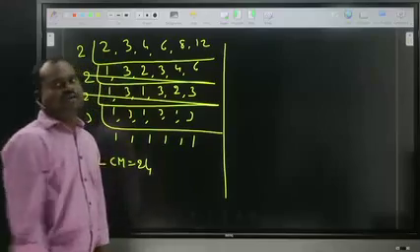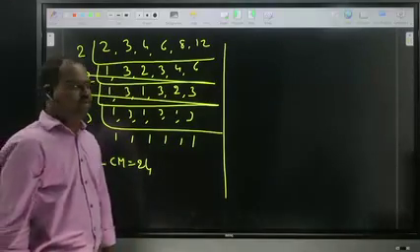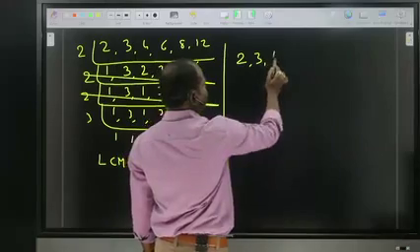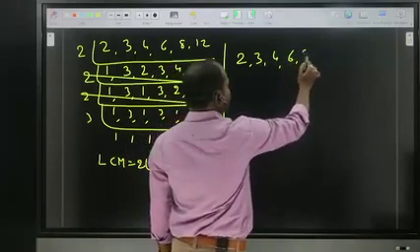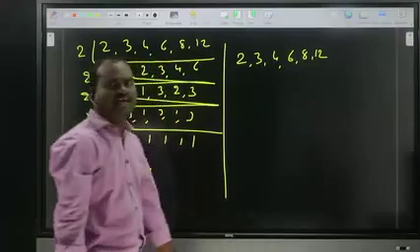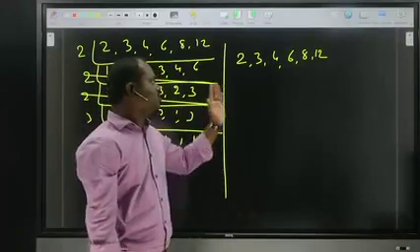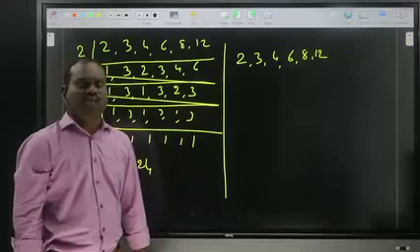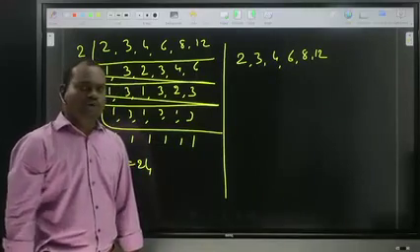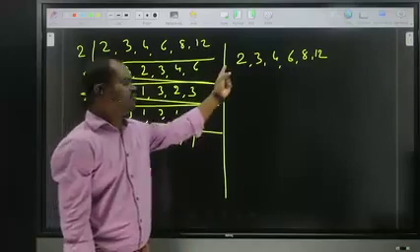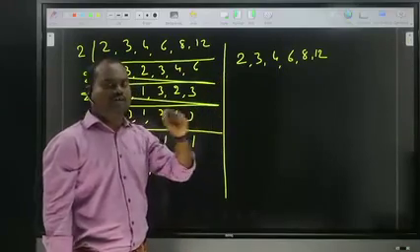Other than this, now we are moving to the shortcut. I am taking the same numbers I took earlier: 2, 3, 4, 6, 8, 12. Through the shortcut, how can we find the LCM? Shall we see? What is the first number? 2. Observe, in the 2 table.